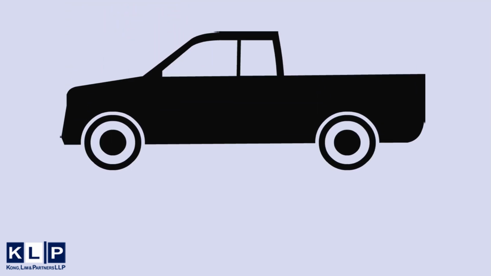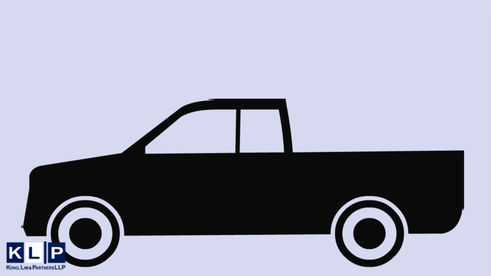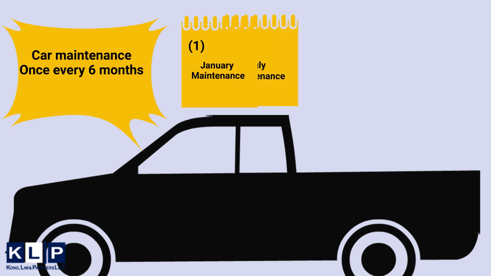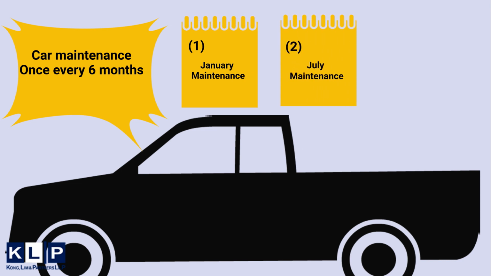Let's look at an example. Most car dealers sell cars together with a car maintenance contract. This is considered a distinct service as the customer is able to benefit from it individually and it is separately identifiable.